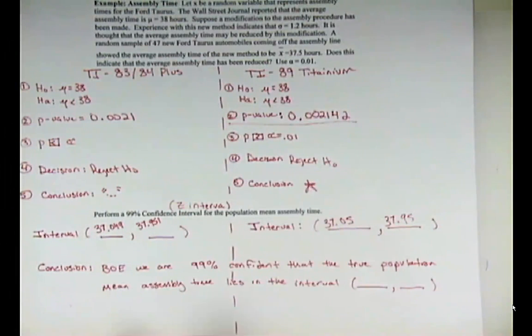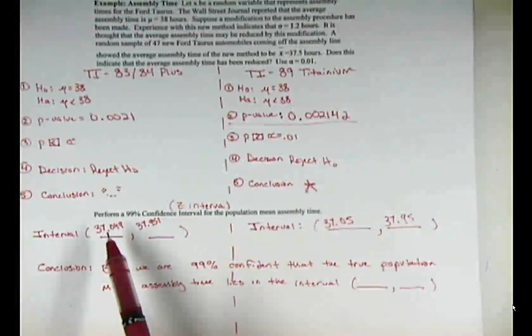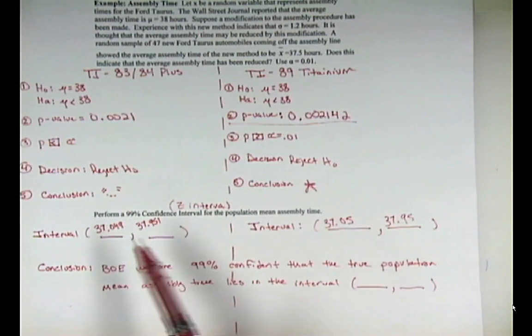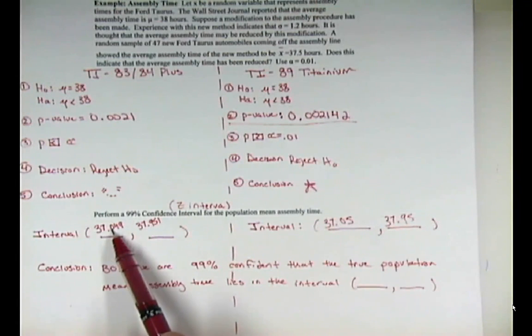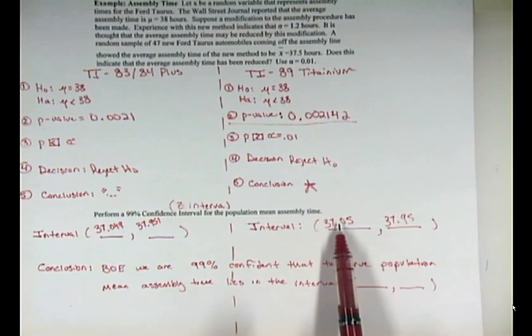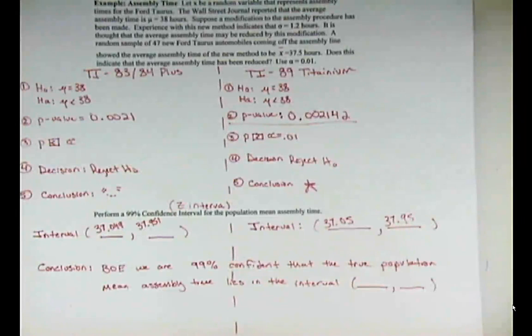You've got a z-interval, and then you would make your conclusion based on the evidence. We're 99% confident that, blah, blah, blah. Now, I did this example previously with the 84 Plus, and you can see that they're getting the same numbers as us. That float was set to 3 for them. Our 89 Titanium's rounding to 2 decimals, but it'll be fine. Okay?